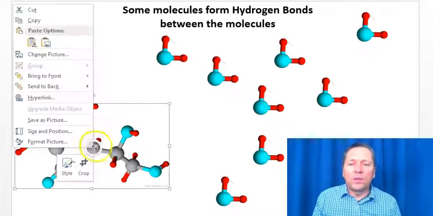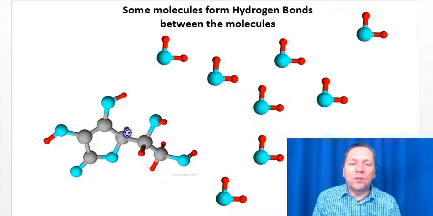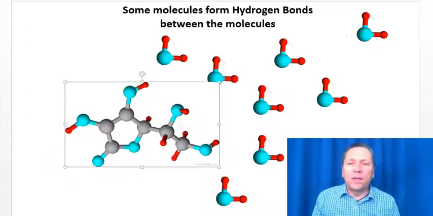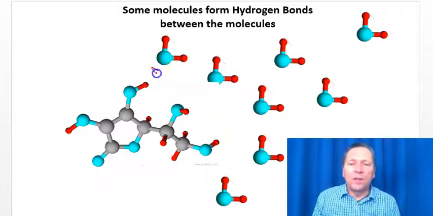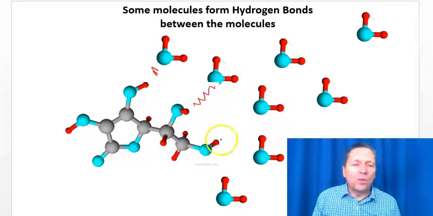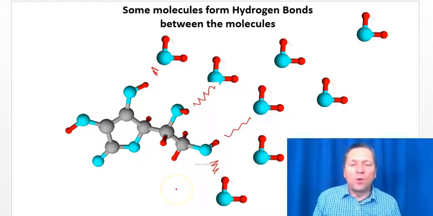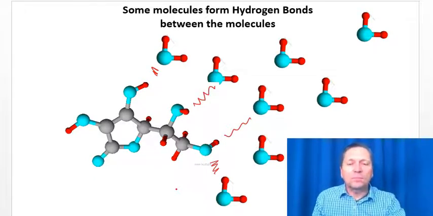And when this molecule comes in contact with water, then you get hydrogen bonding happening here, and maybe between this hydrogen here and this water molecule here, and maybe from here across to here and here to here. So this molecule gets a lot of very strong bonding with the water molecules, and so that allows it to dissolve. So vitamin C is soluble.